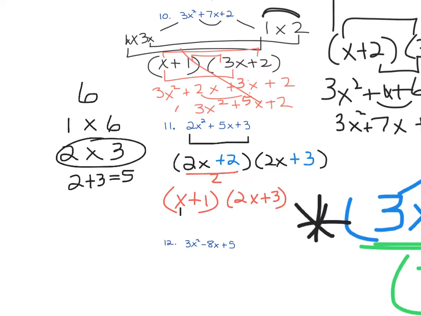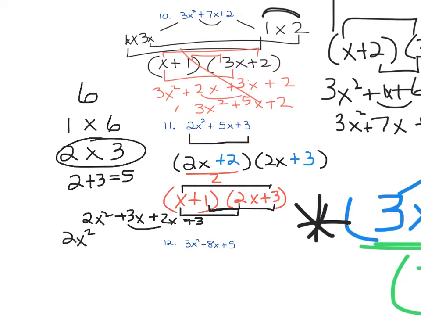So let's try it. X times 2, 2x squared. X times 3, 3x. 1 times 2, and then 1 times 3. Notice when I add the middles, it does give me 5x in the middle, and then plus 3. So I did factor it correctly. And again, the order of the binomials does not matter. You could put the 2x plus 3 first and the x plus 1 second.